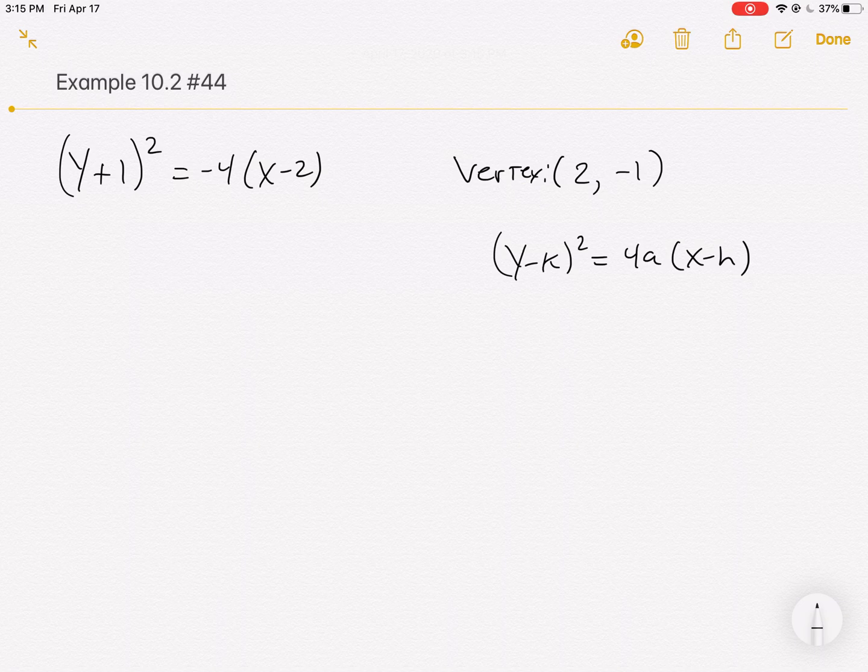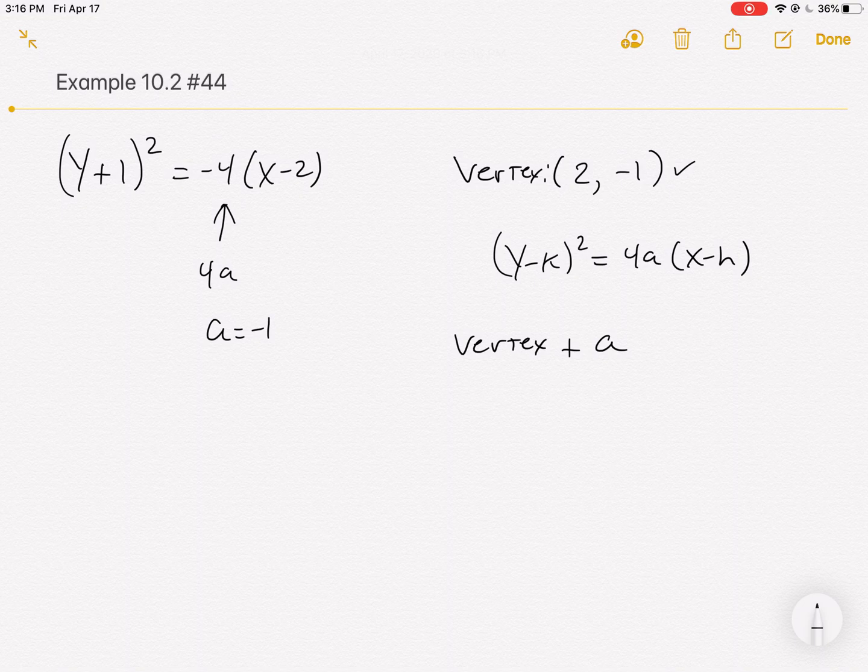So we got our vertex. That's one of the things they want us to find. So where is the focus? Well, the focus is going to depend upon what a is. Take a look at our equation. Remember, this is 4a right here. So what's a? Our a is -1. And you can get your focus by taking your vertex and adding that a to it.